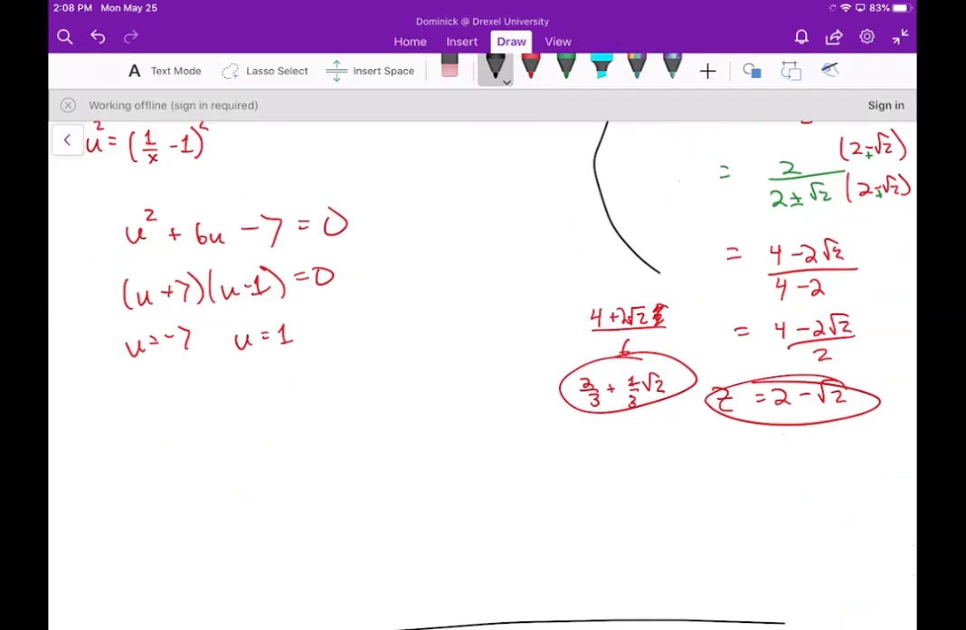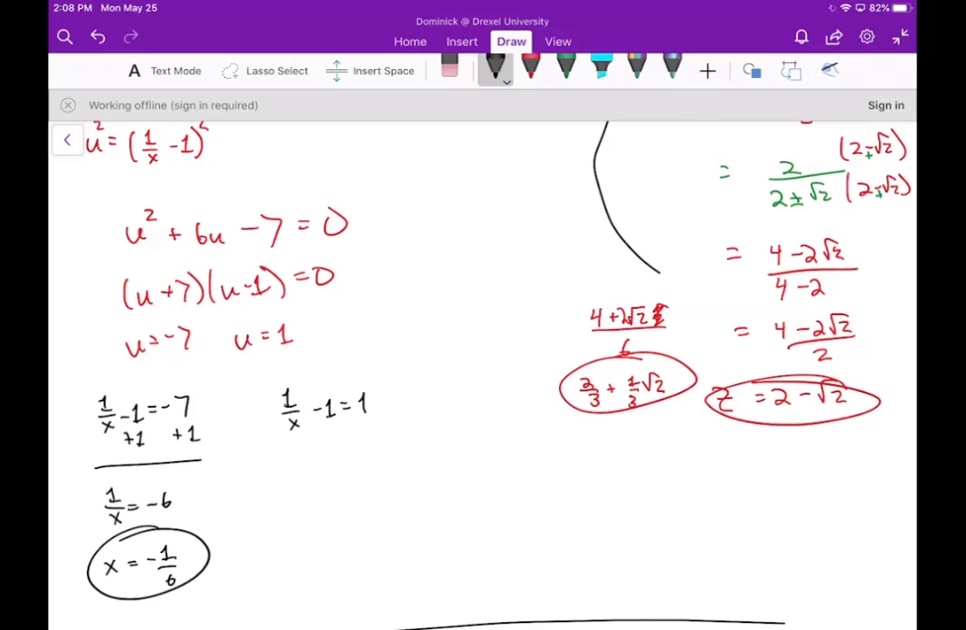So now if we substitute u in, we get that 1 over x minus 1 is equal to negative 7. So add 1. We get 1 over x is equal to negative 6. So then x is negative 1/6. You could cross multiply. If you think of negative 6 as negative 6 over 1, cross multiply and you'll find that x is negative 1 over 6. And then finally for 1, we have 1 over x minus 1 is equal to 1. So add 1 to both sides. And we get that 1 over x is equal to 2. So x is 1/2.